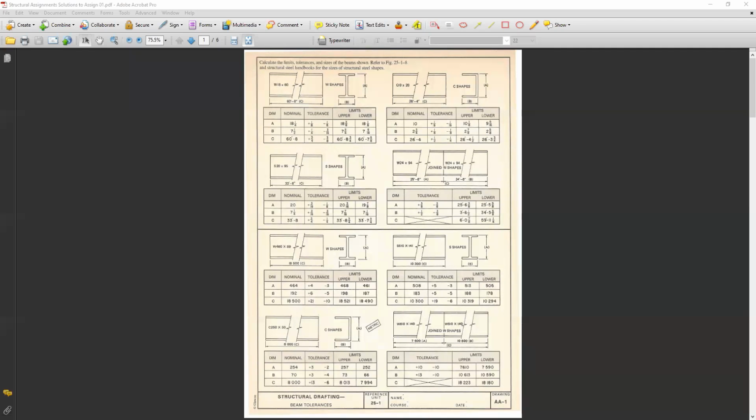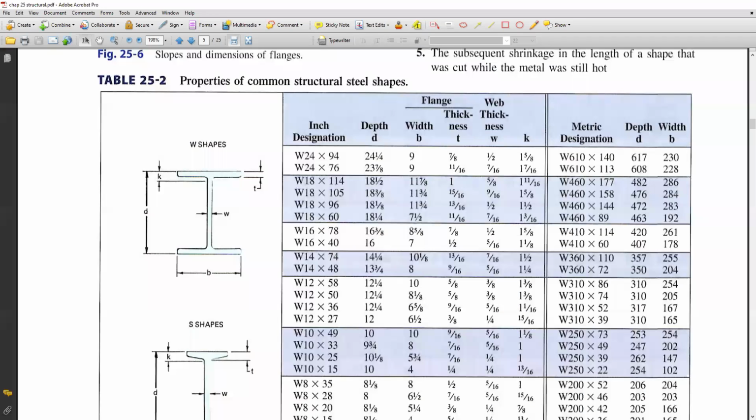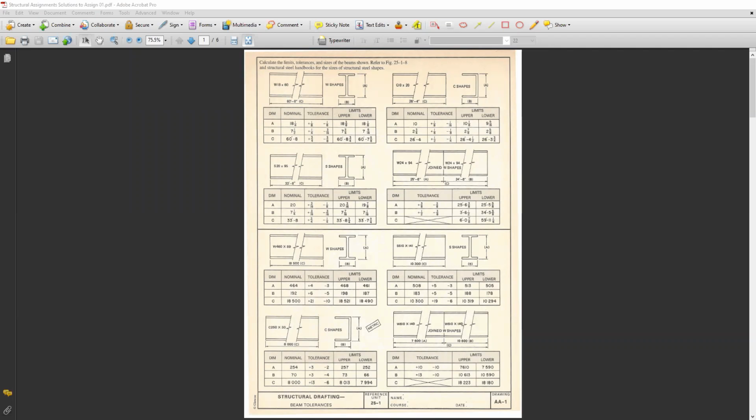Yeah, W610x140. Is that the one? Was it the first one? Oh, no, the first. Wait. The first one that's metric. W460x89, oh, yeah, right?